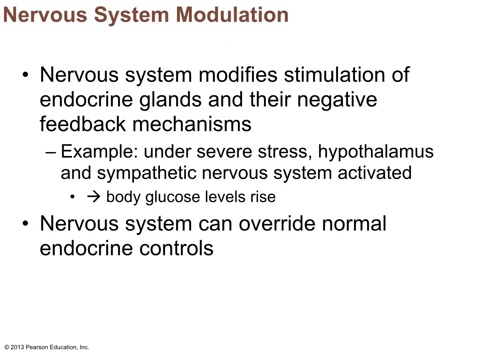Now, the endocrine system is a good manager of body functions, but the nervous system does control everything. It does modify stimulus of endocrine glands and can override the endocrine controls. A really good example of this is under stress. The hypothalamus will activate the sympathetic nervous system, and then, of course, you're going to get your sympathetic nervous system effects, right? Your fight or flight responses.